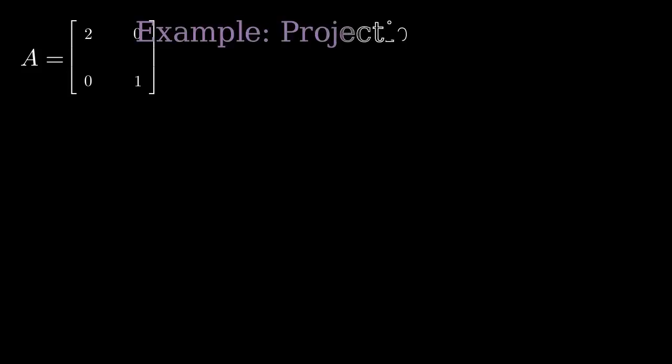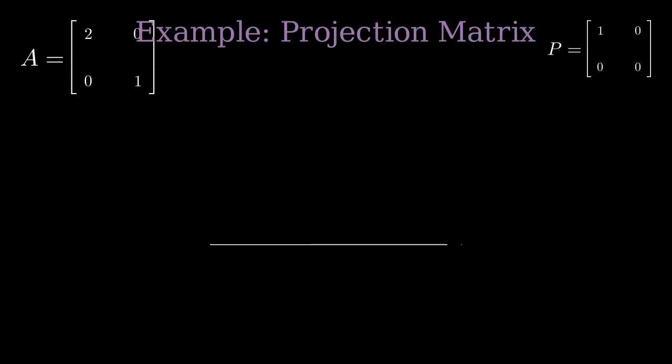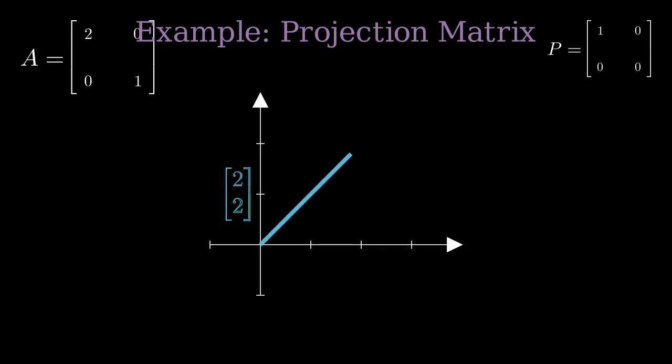Let's see a more interesting example, a projection matrix. This matrix projects every vector onto the x-axis. Let's visualize what this does. Take this vector, (2, 2). After projection, it becomes (2, 0). It's been squashed onto the x-axis.